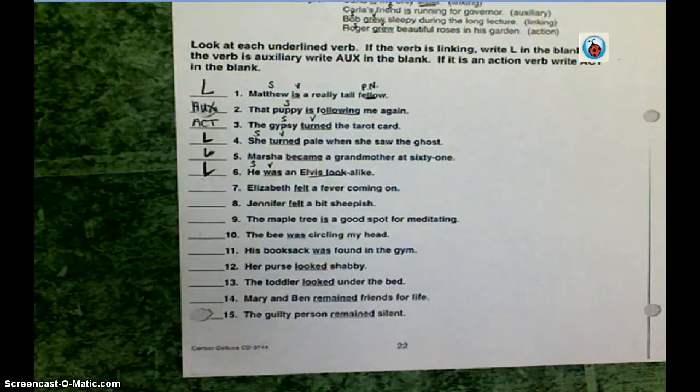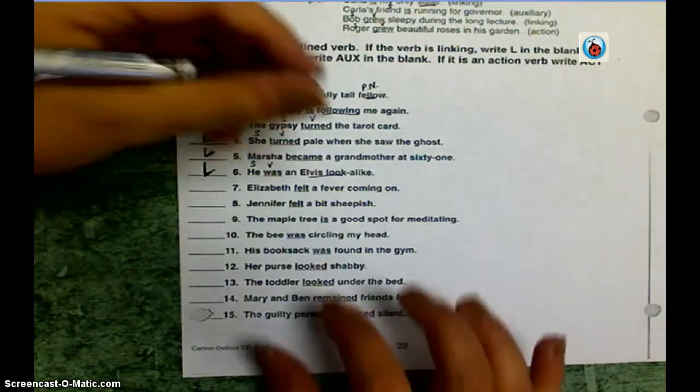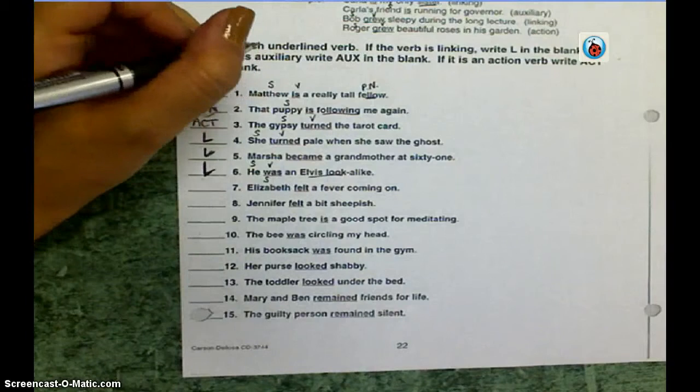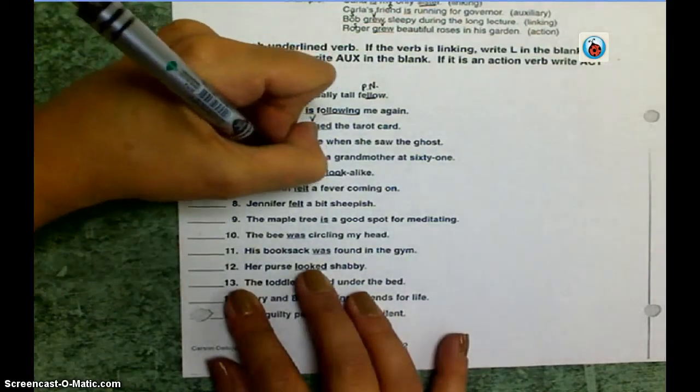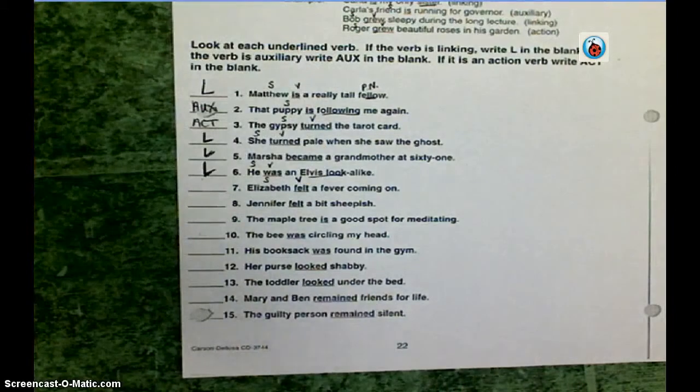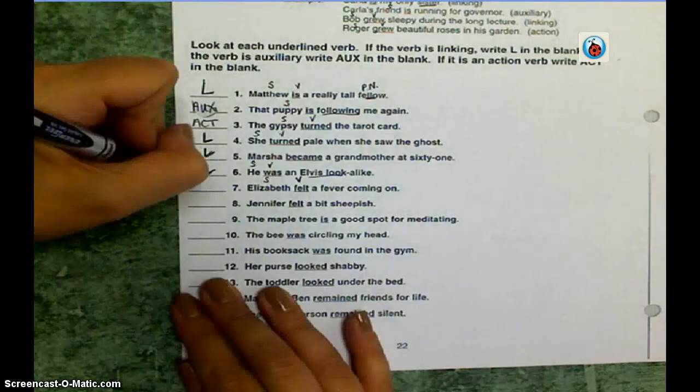Number 7. Elizabeth felt a fever coming on. Who or what did it? Elizabeth. What did she do? She felt. Now, okay. So in this context, she felt something. She felt physically. When you get sick, what happens to your body? You get hot, you get sweaty, you have chills. Those are all physical things that we can see, okay? And that's why it's an action.